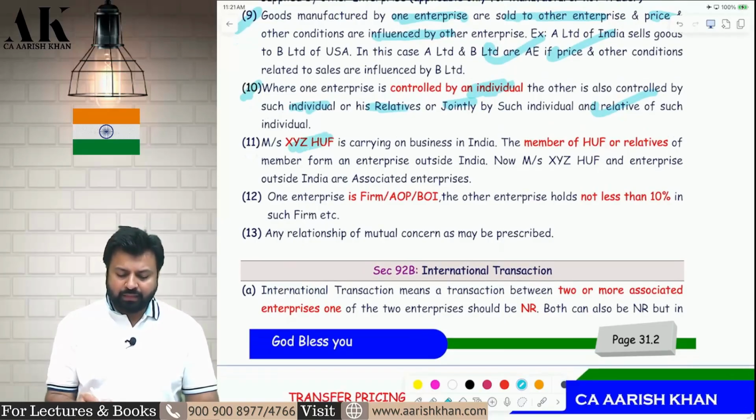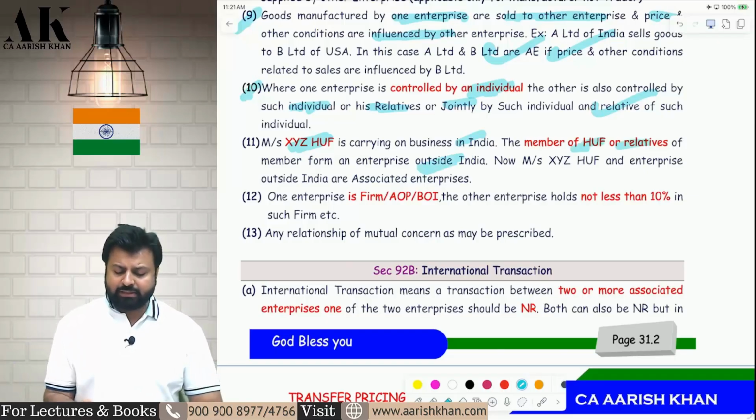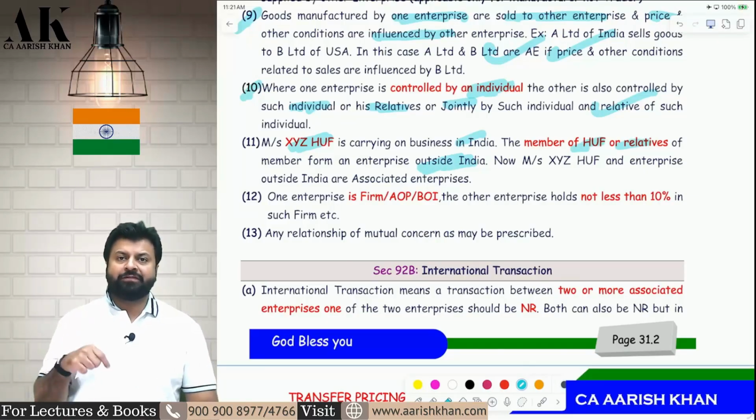Next, HUF is carrying on business in India, and the member of the HUF and the relatives are carrying on business outside India. So HUF is carrying on business in India, and outside India there is one enterprise which the member of the HUF or the relatives of the members of the HUF have formed. So my HUF and that enterprise will be deemed to be associate enterprise.